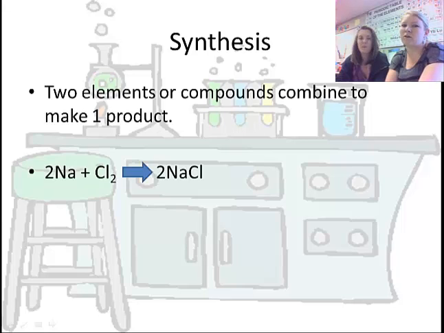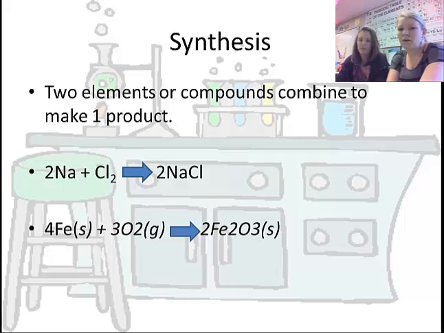This is when we're going to take one element or a compound and turn it into one single product. It's easy to see that on the left side of the equation, the reactants, you have 2 of them, and they combine to form one product. Here's another example. Sorry I didn't make those little subscripts for you kids. But anyway, we're taking 2 things and making a compound again.